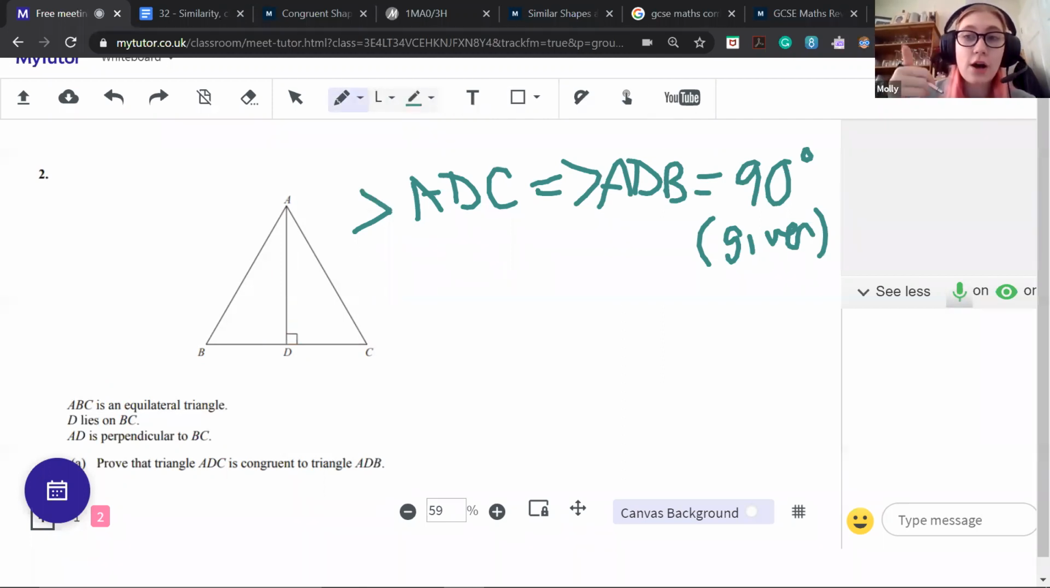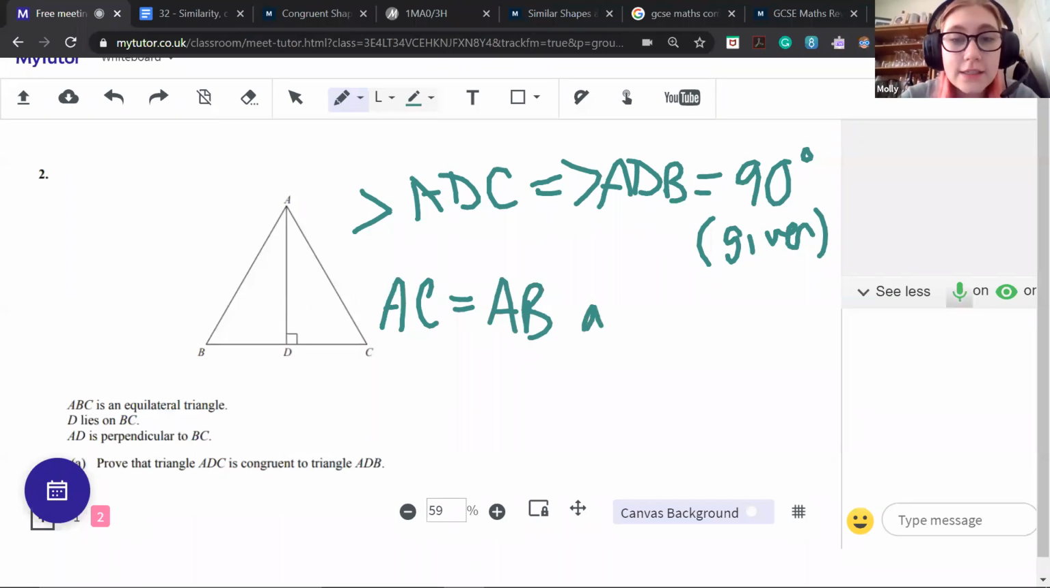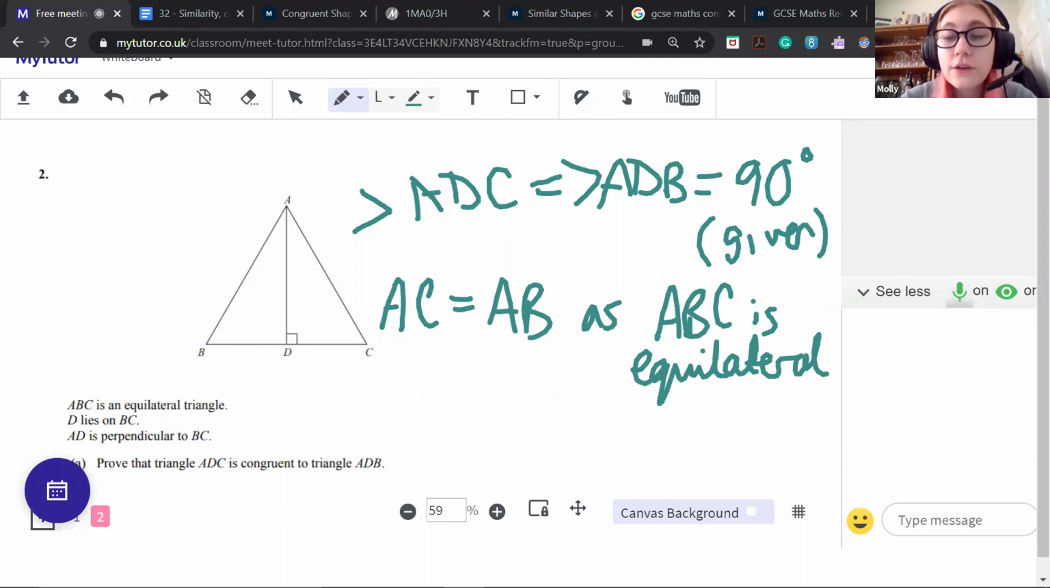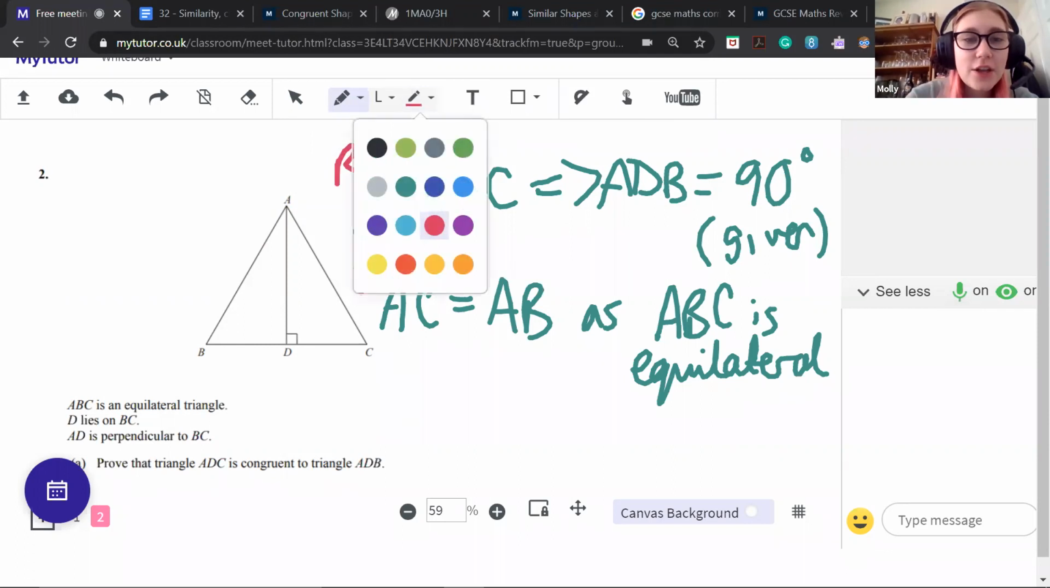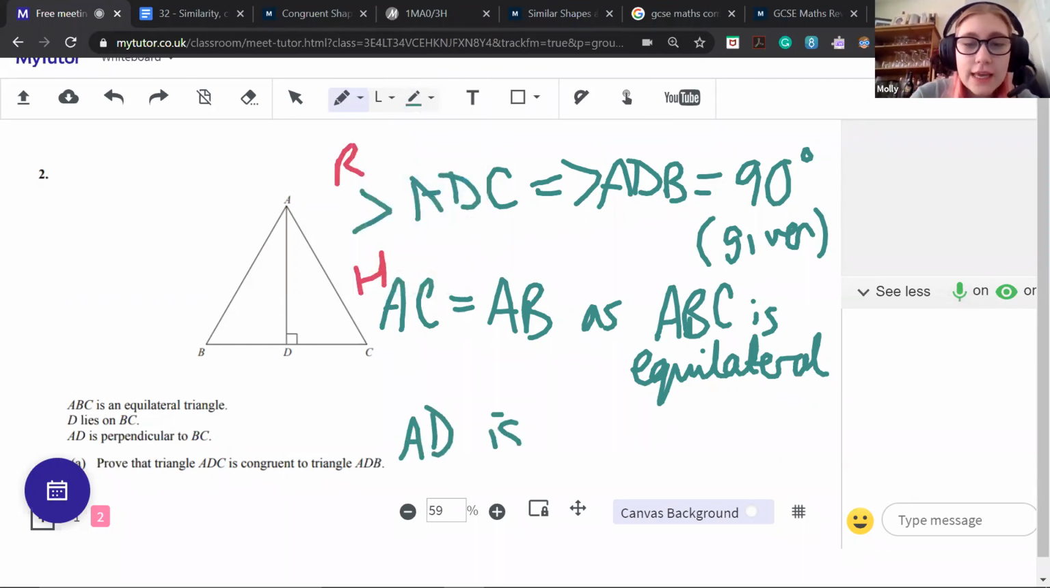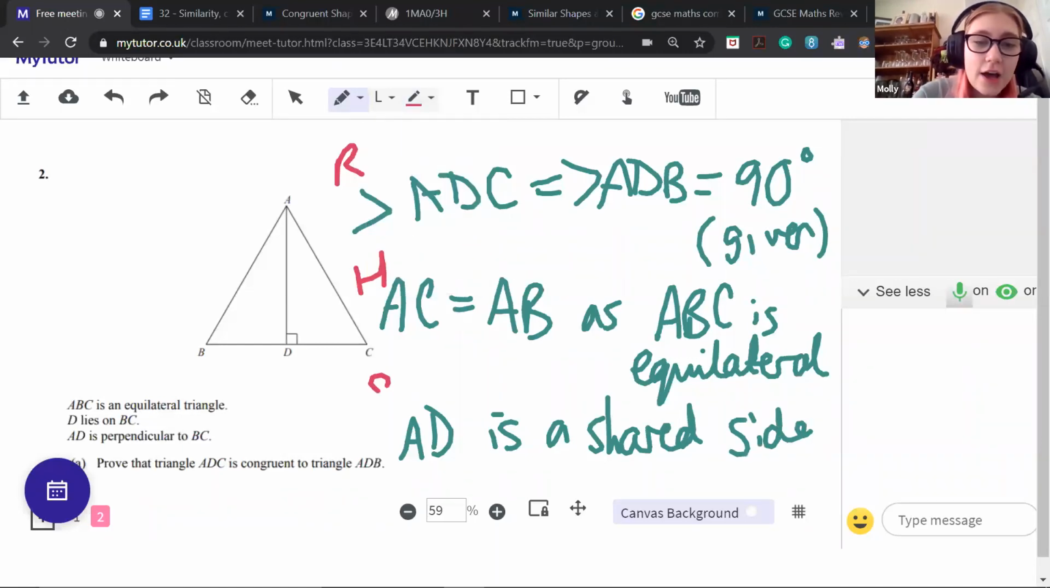So now we need to remember it's RHS. So we need H. So then we say AC equals AB as ABC is equilateral. So remember, in an equilateral triangle, all of the angles and the sides are the same. So now if we just write this down for ourselves, we've got our R, we've got our H. So now we just need one of the other sides. Well, if we look here, AD is shared. So of course it's the same because it's the same thing. So we can just say AD is a shared side. And there's our S, there's our other side.